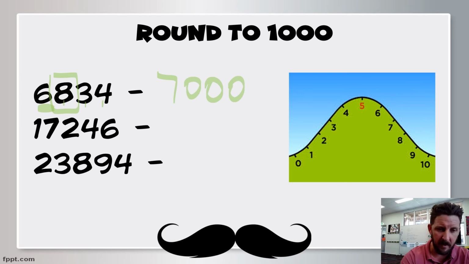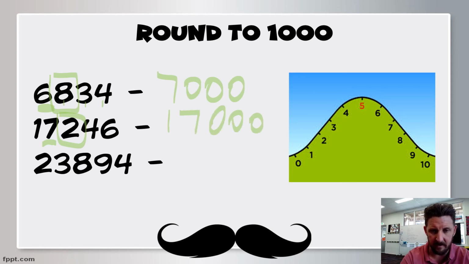Let's look at the next one. Find my thousands house. There's my thousands. Put a box around the next one. It's a 2. I know 2 is less than 5, so I'm going to go down. So it's going to stay the same. 17. Put in my 3 gap fillers.